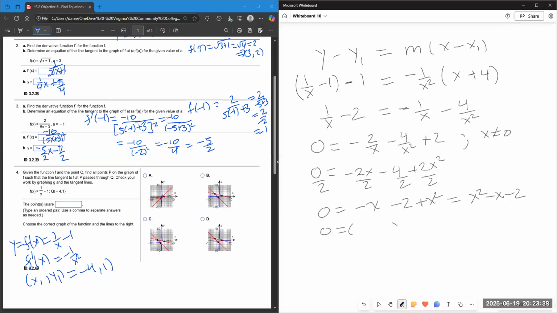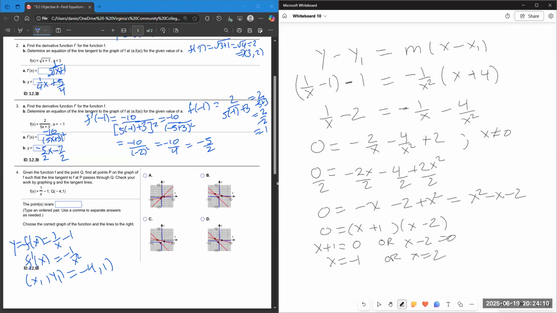0 is equal to, let's go ahead and factor, x plus 1 times x minus 2. X plus 1 equals 0, or x minus 2 equals 0. X equals negative 1, or x equals 2. If I would have gotten an answer of x equals 0, I would have ignored it. That's not possible. Can't have a derivative on the vertical asymptote.